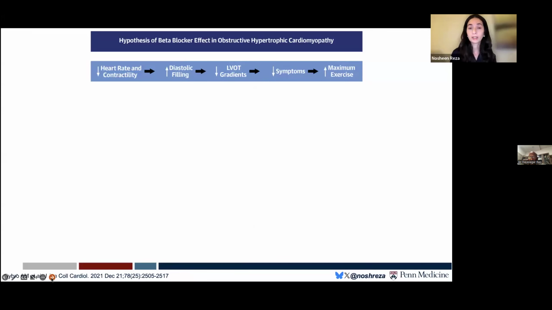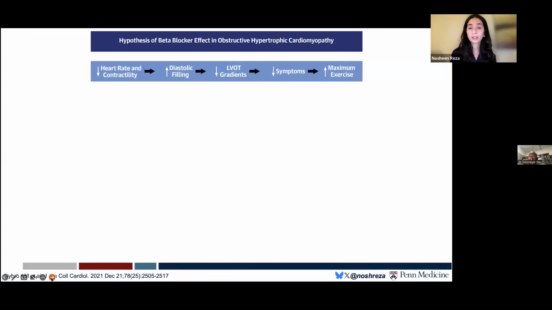Beta blockers essentially decrease heart rate and contractility, thereby increasing diastolic filling, lowering LVOT gradients, decreasing symptoms, and potentially increasing maximum exercise capacity. Now, in this trial, a randomized controlled crossover design of 29 patients looking at the effect of 14 days of metoprolol treatment, the results are shown here.